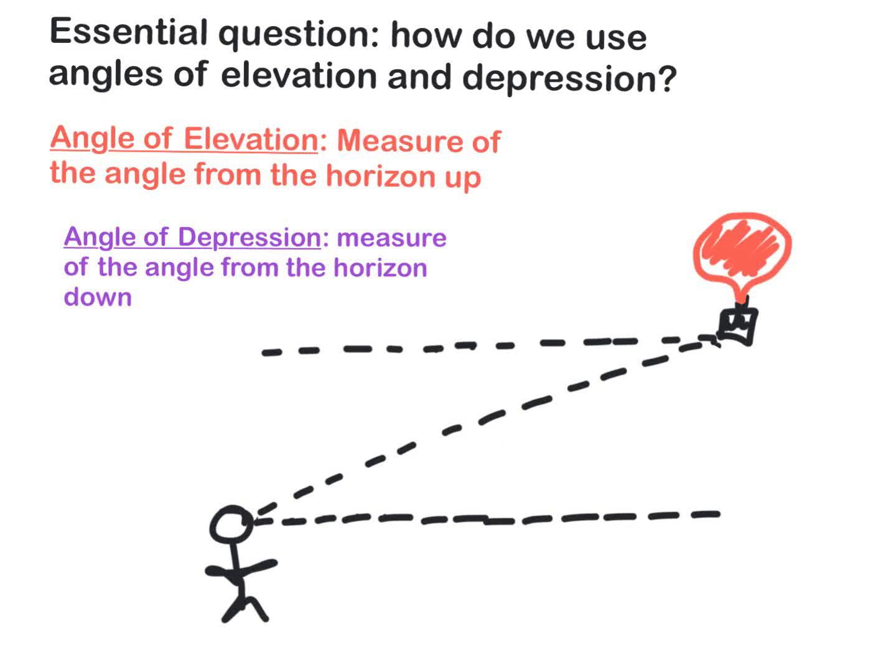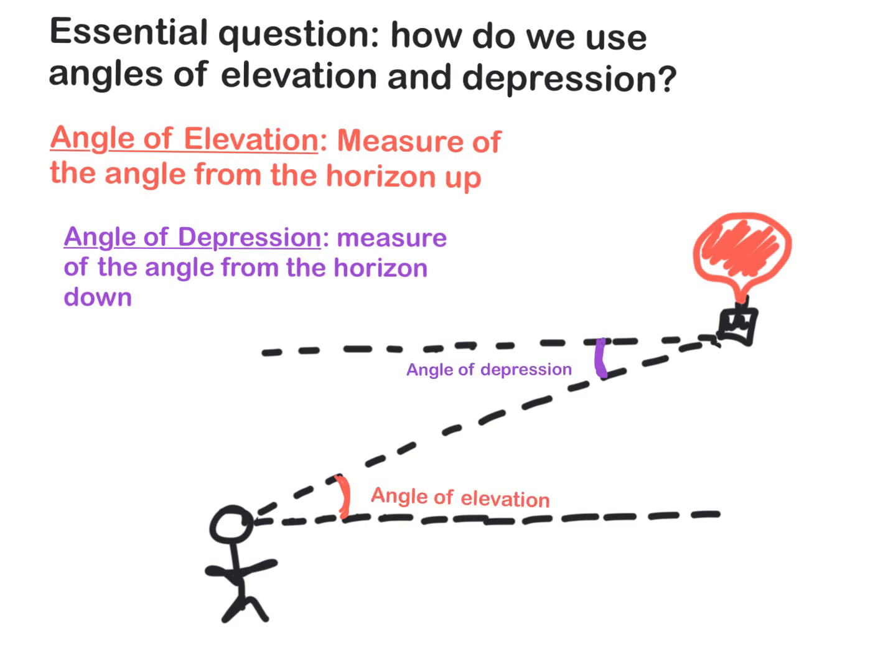How do we use angles of elevation and depression? Well, first let's define those. An angle of elevation is the measure of the angle from the horizon up. Right, so the angle of elevation would be right here. And then the angle of depression is the measure of the angle from the horizon down. So this is a horizon, and from the horizon down, this would be the angle of depression.